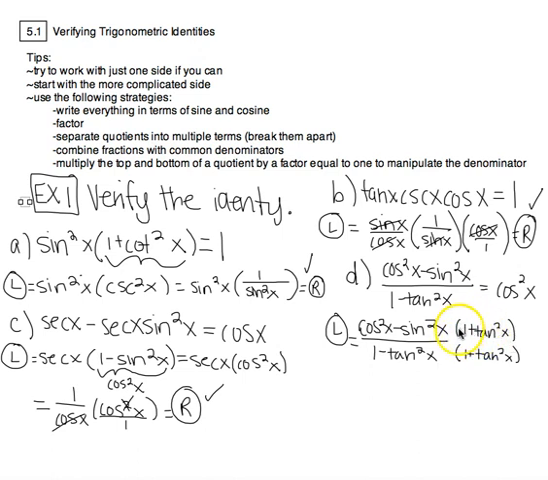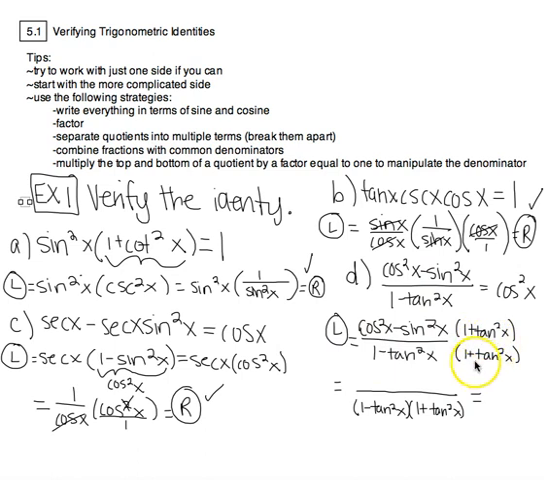And so what that does for me is in the denominator, I've got 1 plus tangent squared times 1 minus tangent squared. That's a sum and difference pattern. So when I multiply them with each other, we could cancel them out. So I'm going to write 1 minus tangent squared times 1 plus tangent squared. And so that might help me.